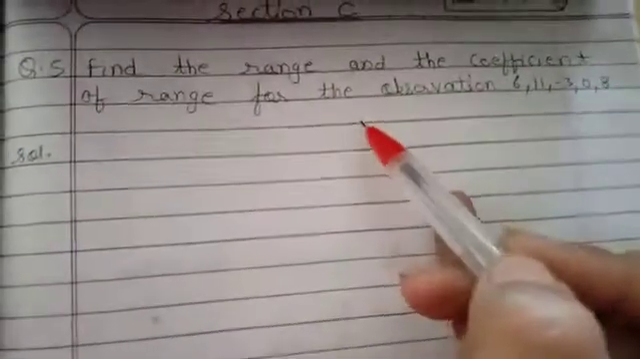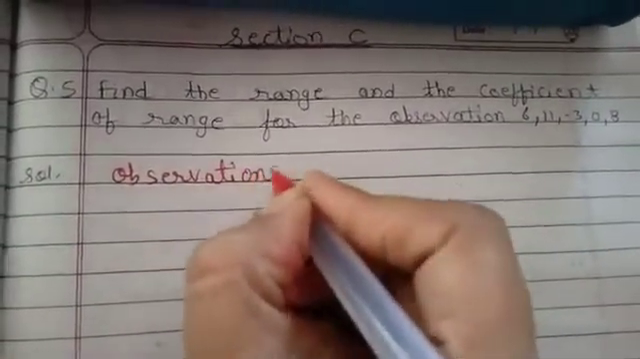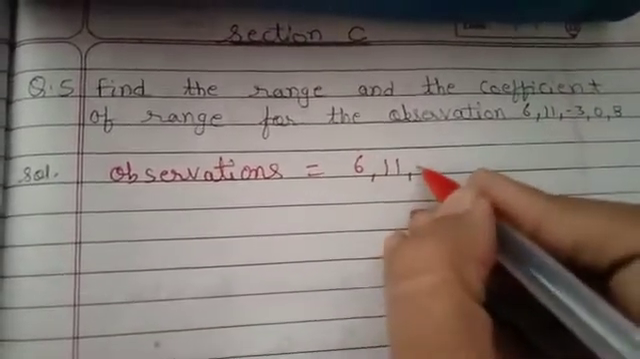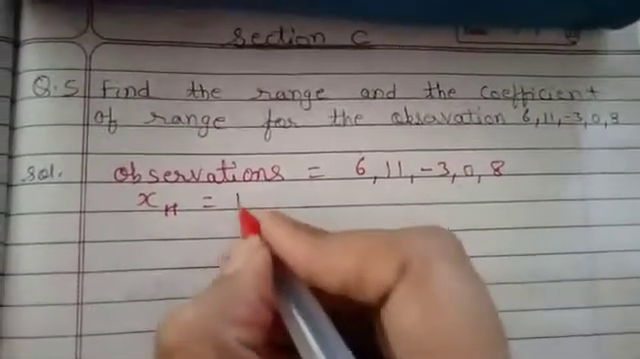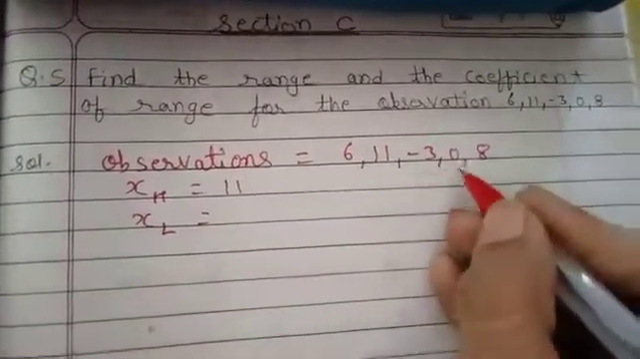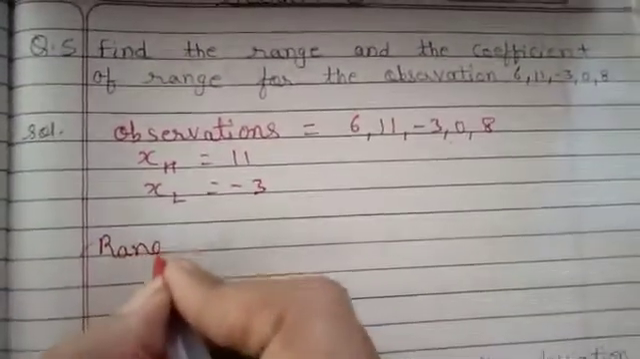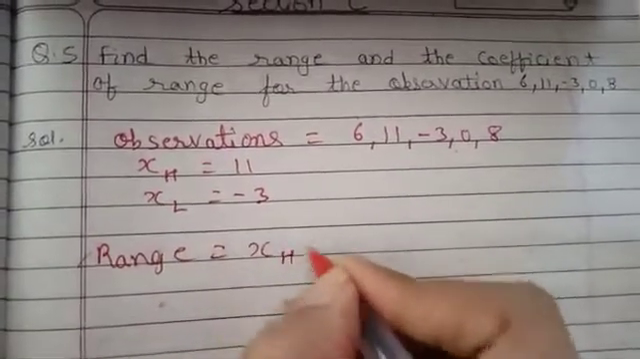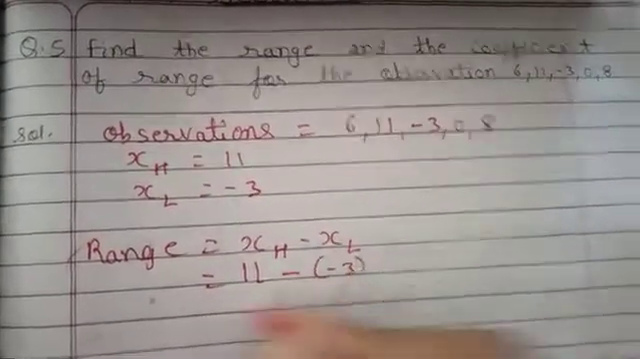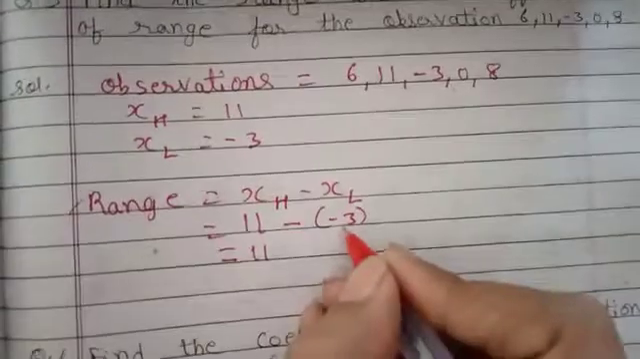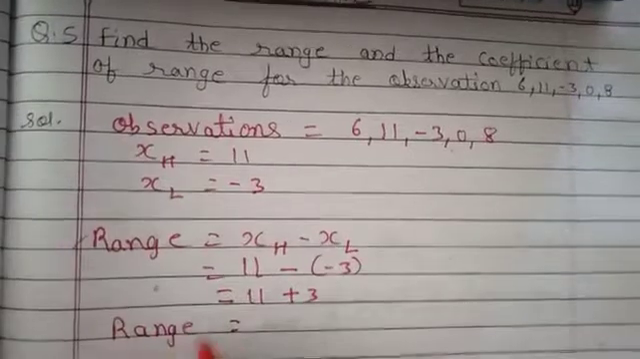Now section C, 5th question. So the observations which are given to us are 6, 11, -3, 0 and 8. The highest observation XH is 11, and XL, that is the lowest observation, is -3. Now first of all we'll find out range. So range is equal to XH minus XL, that is 11 minus -3, that is equal to, now minus minus will become plus, so 11 plus 3, that is equal to 14.